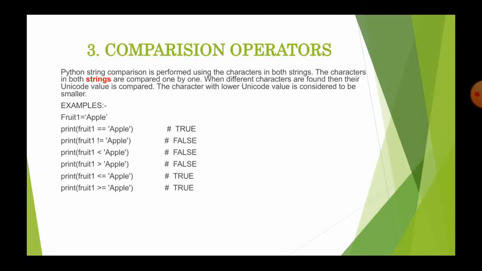When different characters are found, their Unicode values are compared. The character with the lower Unicode value is considered to be smaller. How will the strings be compared? For example, is 5 less than 8? You can say it is true. Is 8 less than 5? You can say it is false.